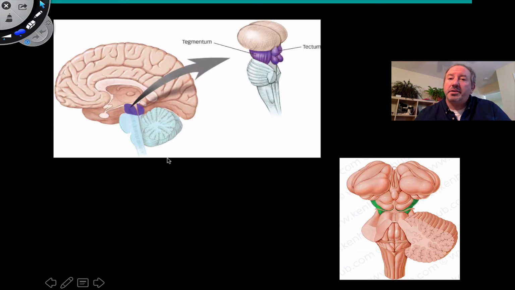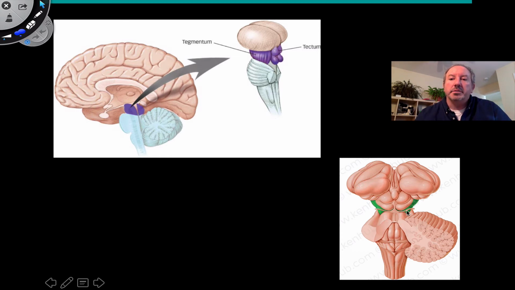So just backing away for a second here. We're in the midbrain, and we're looking here. This is posterior. This is anterior right in here. Here's the tectum on this part right here in the quadrigemina, or right here.